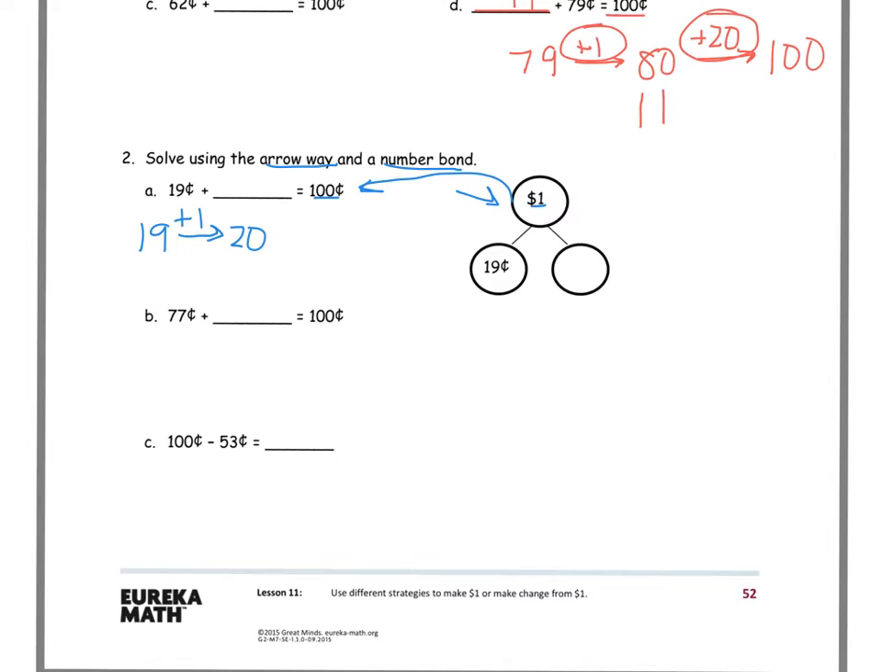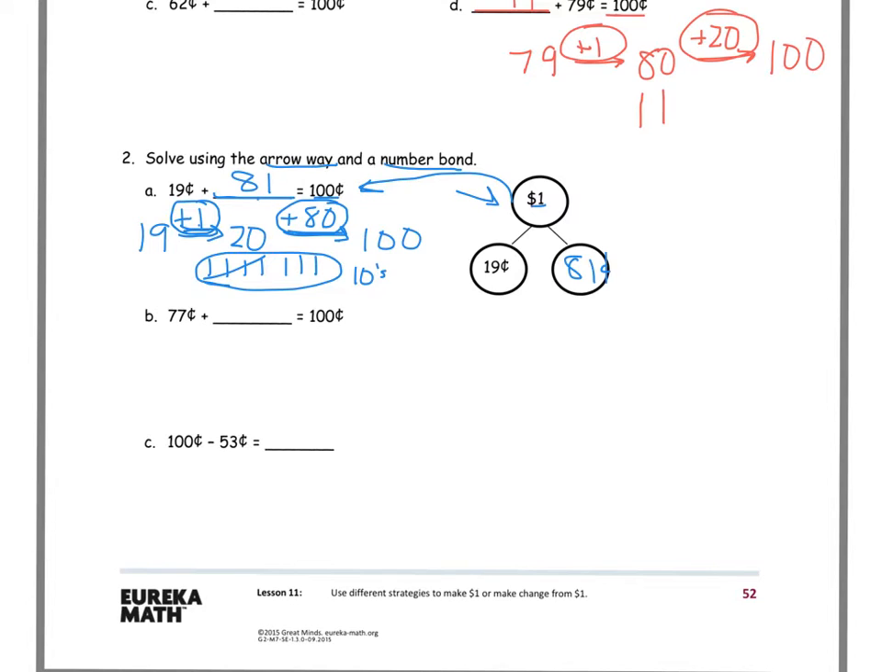So I'm at 20, 30, 40, 50, 60, 70, 80, 90, 100. So I'm at 100 now, and I added 8 tens. So 8 tens is 80. Now to figure out this missing number, whatever I added, I add together. So I had added 1 to get to 20 and then 80 to get to 100. So 80 plus 1 is 81. And this piece goes right into my number bond.